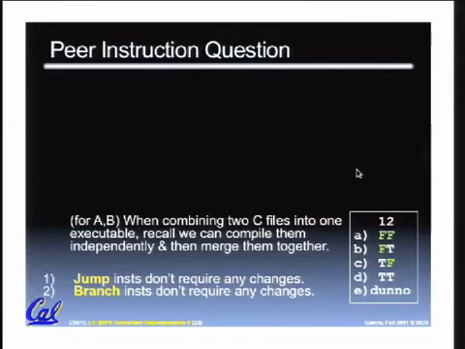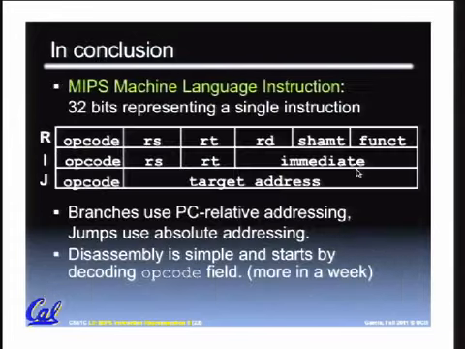So branches use PC relative addressing. They just go to like +10 or -10. They don't go to a specific address, unlike jump and JAL. And disassembly. Disassembly is when you have a bunch of 32-bit numbers and you're trying to go back to MIPS, right? Computers actually come with a program called a disassembler, where you can take an executable file and convert it back into a MIPS file. So that's going to be covered next time.